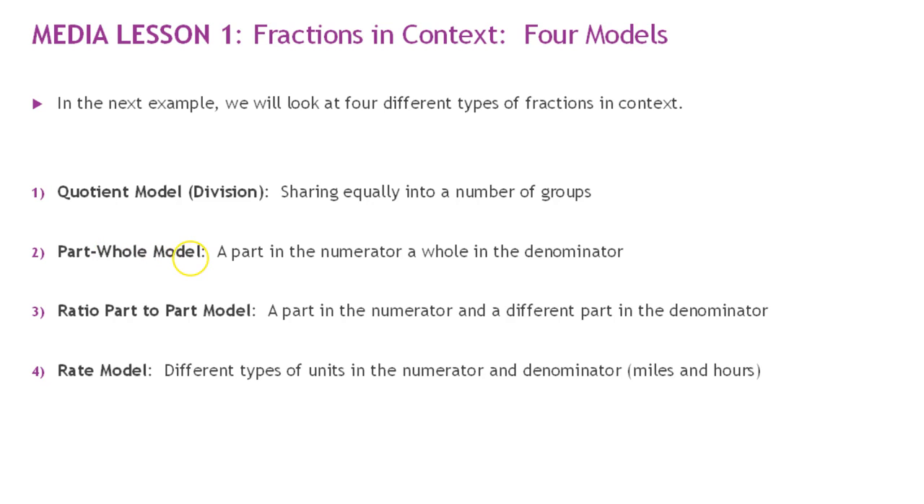The part-whole model, which you're probably familiar with, is you think of a part in the numerator and the whole in the denominator. So you won, say, 4 out of 5 games of something you played. Then there's a ratio part-to-part model. That's when you're comparing a part in the numerator and a different part in the denominator.